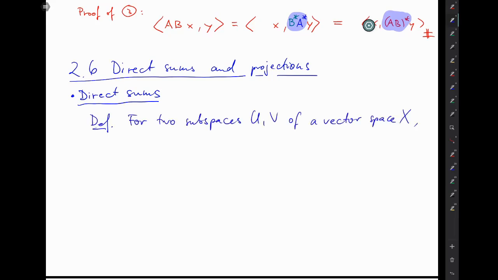So let's take two subspaces U and V of one vector space X and look at the following construction. We take the set of all elements that can be written as u plus v, where u is running through U and v is running through V, and call that set, or abbreviate that by capital U plus capital V, and this is what we call the sum of U and V.